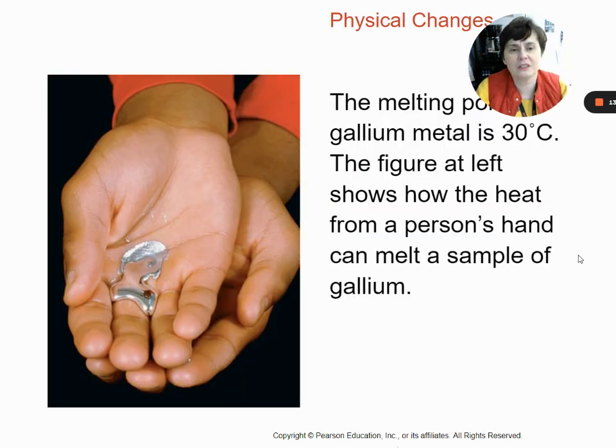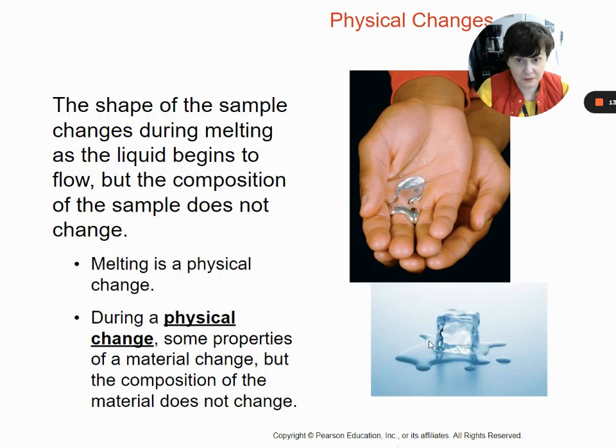Jumping back to solids, melting points. Gallium metal, big example, probably see it in every chemistry book. The melting point is 30 Celsius. Body temperature is 37 Celsius. So the heat from a person's hand can melt a sample of gallium. Shape changes during the melting process as the liquid begins to flow.